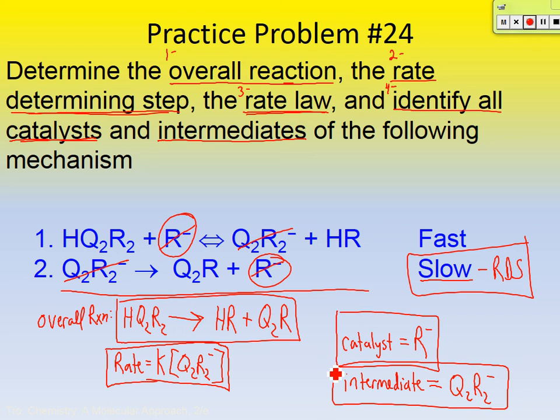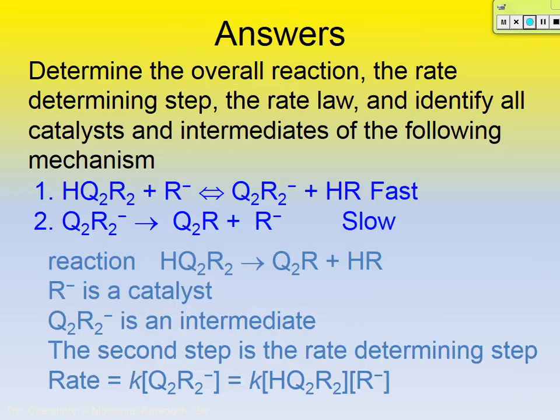All right, so hopefully you got all of those and that makes sense. Let's see if we got them right. Yeah, it looks like we got the overall reaction. R minus was the catalyst. Q2R2 is an intermediate. And our rate law was built off of the rate determining step. So we did get it right. Very good.